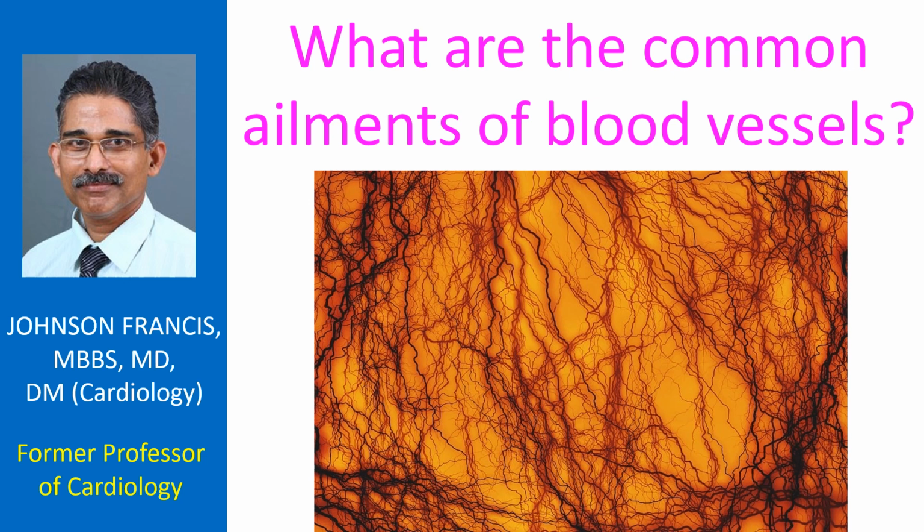Ailments of blood vessels could be involving the arteries, which supply oxygenated blood to the body, veins, which carry deoxygenated blood back to the heart, or the capillaries, which are tiny vessels connecting the arteries and the veins. There is a difference in the blood vessels of the lung in that pulmonary arteries carry deoxygenated blood from the right ventricle to the lungs for oxygenation, and pulmonary veins carry oxygenated blood back to the left atrium.